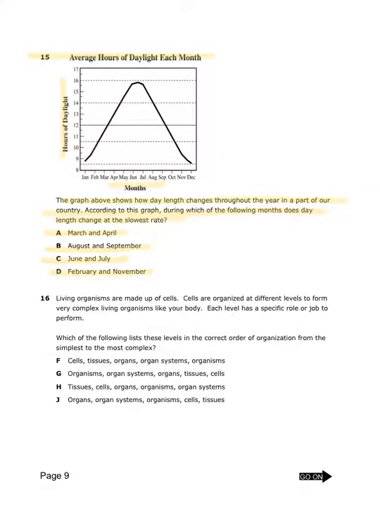Number 16. Living organisms are made up of cells. Cells are organized at different levels to form very complex living organisms like your body. Each level has a specific role or job to perform. Which of the following lists these levels in the correct order of organization from the simplest to the most complex? F. Cells, tissue, organ system, organisms. G. Organisms, organ system, organs, tissue, and cells. H. Tissues, cells, organs, organ system, organisms. J. Organs, organ systems, organisms, cell, and tissue.